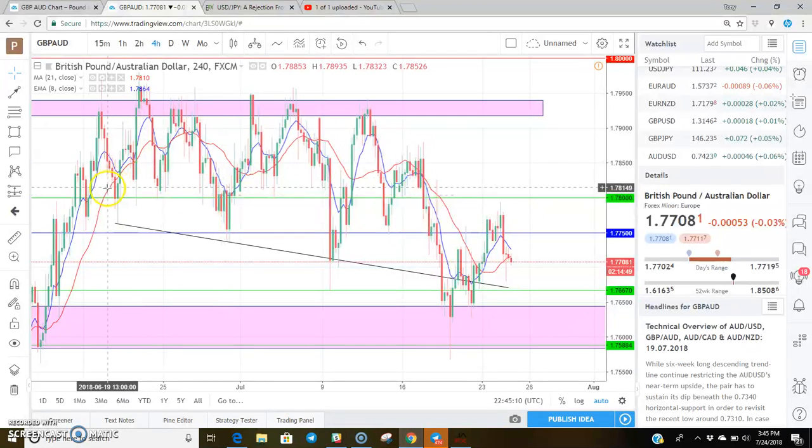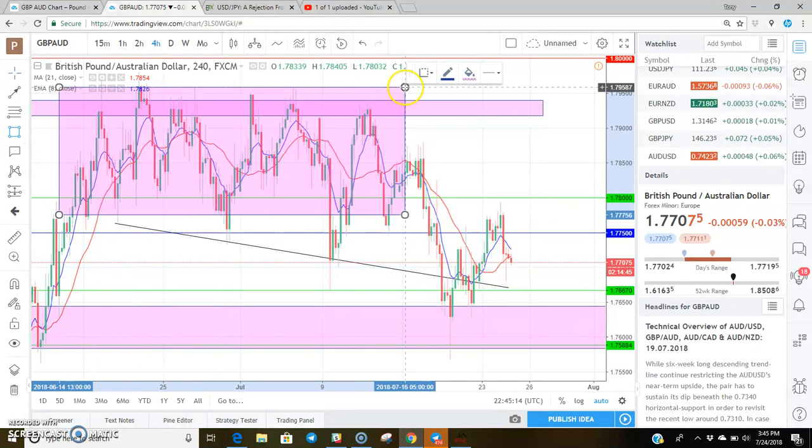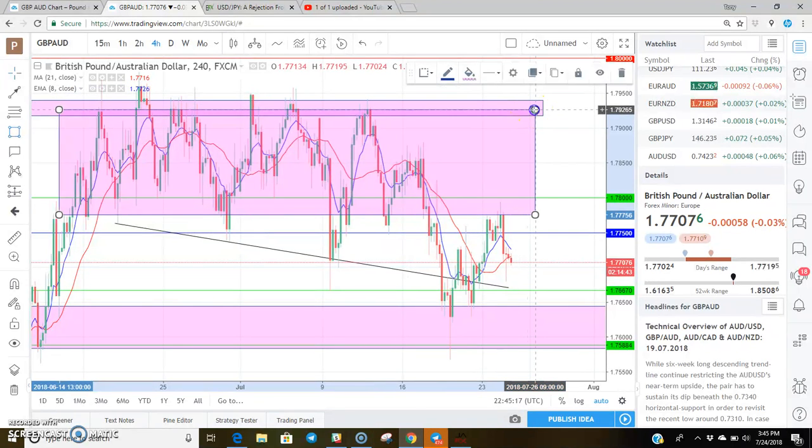As you can see, this area sitting over here, if you block that in, basic right there, boom.